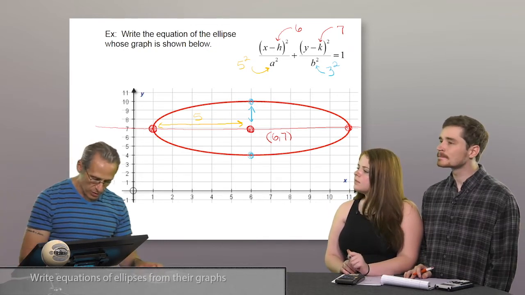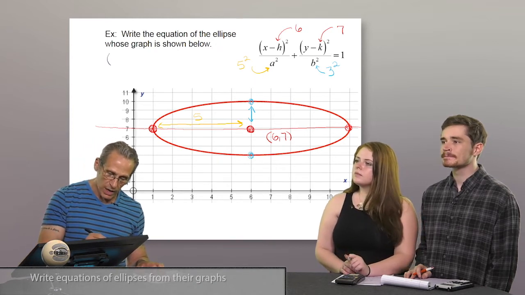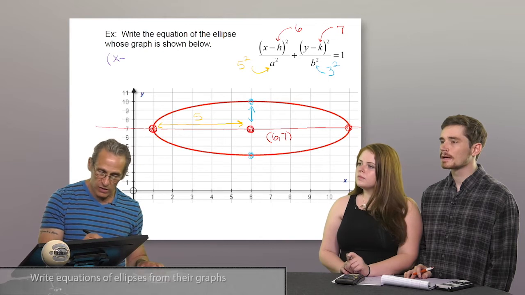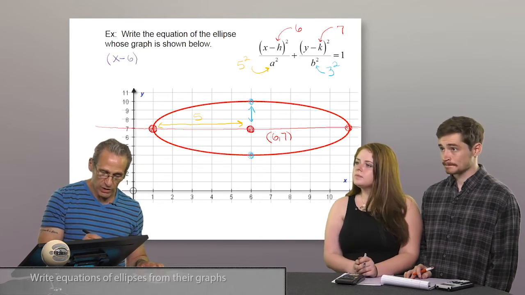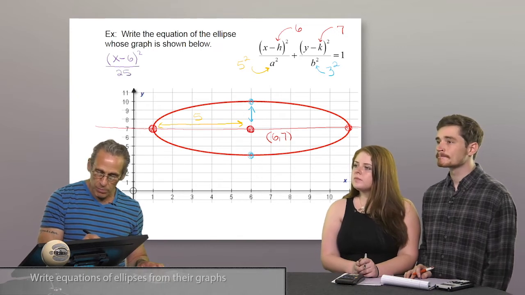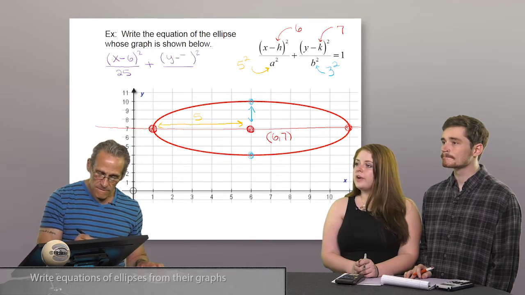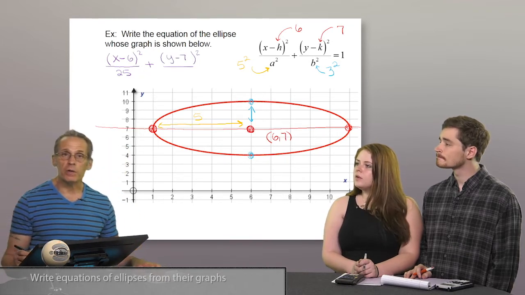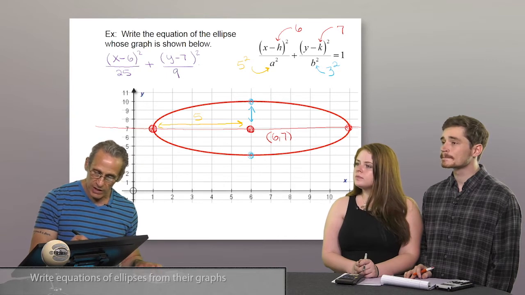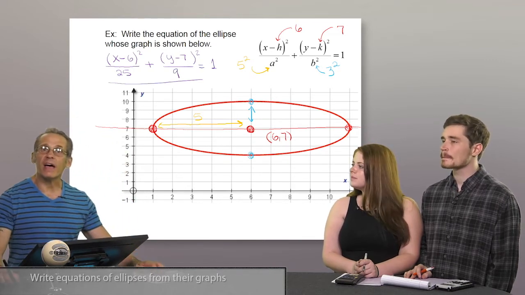There's my equation. We can write it out now. We got x minus what? x minus 6, quantity squared, over what? Over 25. Very good. Plus, because we have an ellipse, plus what? (y minus 7) squared. Good. Over what? Over 9. Very good. And it's set equal to? 1. And we have our equation from our graph.